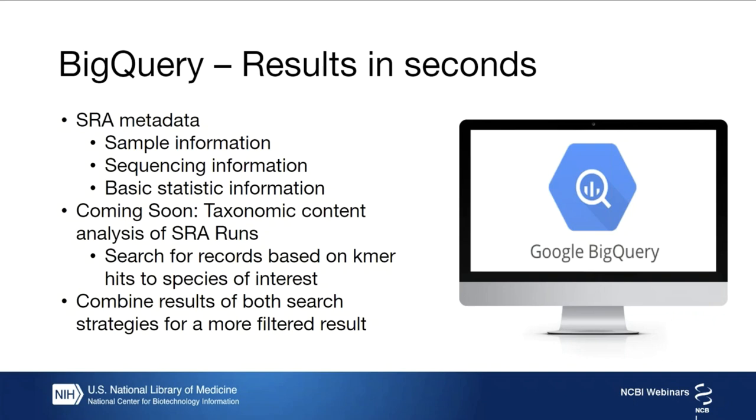So with this data set, they can actually identify what microbial communities are available in a particular run so that they can fine-tune their search parameters even more. And since this information is available very quickly from BigQuery, what they can do is take the search based on sample and sequencing information, take the search results from the taxonomic content, and combine them and kind of take the intersection of them, thereby getting a very small data set of runs that they can run more expensive computational analysis on.